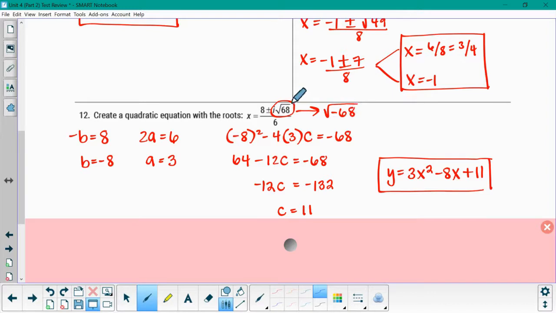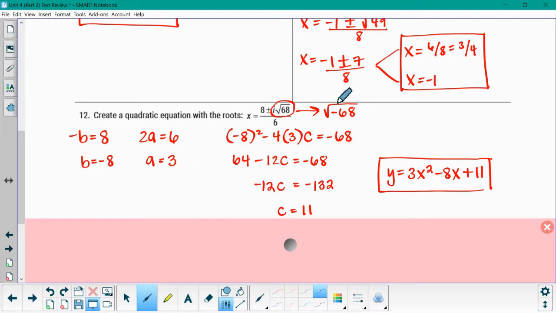So what I did, again, referencing the quadratic formula, 8 should be equal to negative b because it's negative b plus or minus. So negative b is equal to 8, meaning b is negative 8. 6 should be equivalent to 2a because it's all over 2a. So 2a equals 6, therefore a should equal 3.